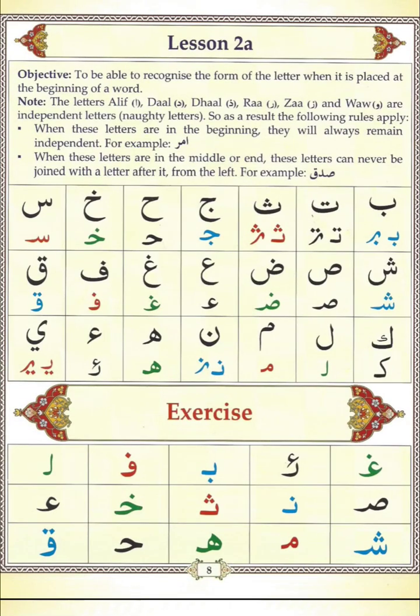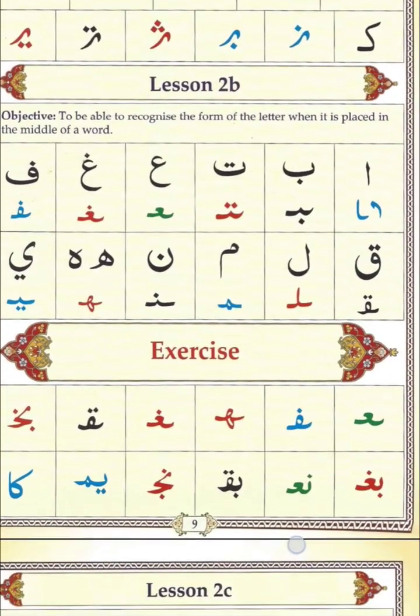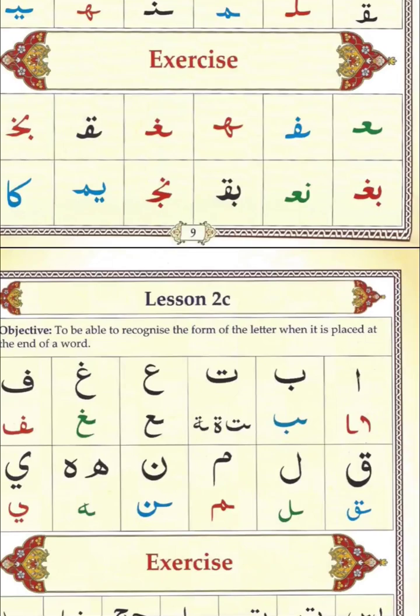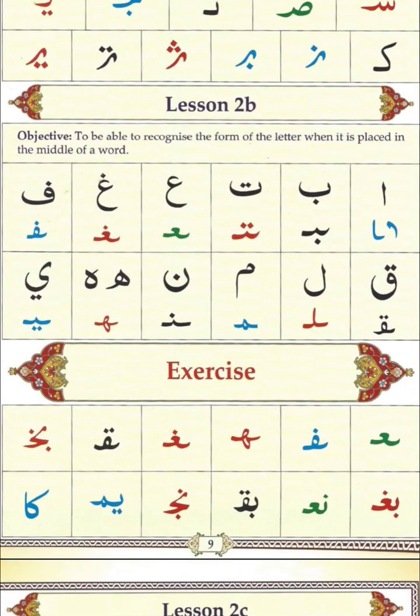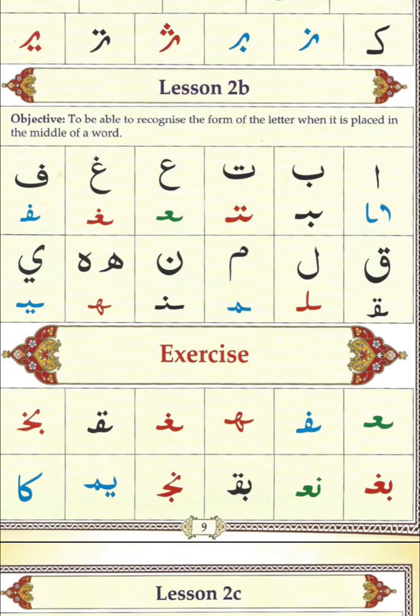In the previous video, we read lesson 2a. In this video, we will learn lesson 2b and lesson 2c, inshallah. The objective of lesson 2b is to be able to recognize the form of the letter when it is placed in the middle of a word. For example, if alif comes in the middle of a word, alif will look like this. It can have two different shapes. And if ba comes in the middle of the word, ba will look like this.